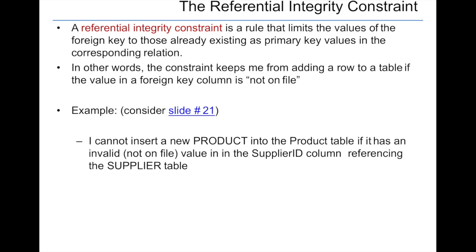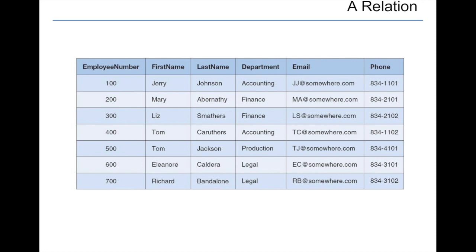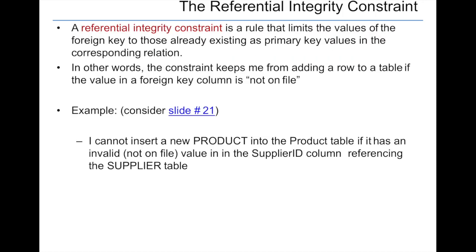So in other words, the constraint keeps me from adding a row to a table if the value in a foreign key column is not on file. We'll go back and look at slide 21 here, but just to say it explicitly, I cannot insert a new product into a product table if it has an invalid value in the supplier ID column, referencing the supplier. So here on slide 21, without an employee ID, I cannot insert an employee. And that's basically what the referential integrity constraint is stating.